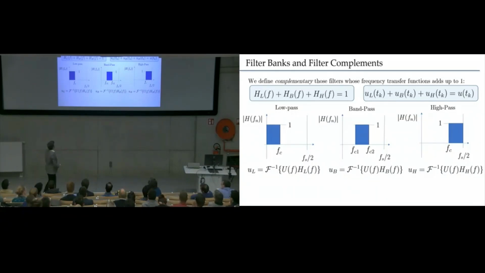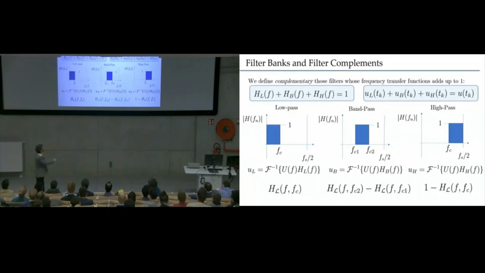And to guarantee this, what you usually want is to set some constraint on how you derive these transfer functions. For example, let's say that I give you the low pass, then if I want to complement it with this, then I will derive the high pass as 1 minus the low pass, okay? And the band pass will be the difference between low passes. So conclusion, you only need a low pass filter, and by taking differences, you create all your band pass and all your high pass filters, okay?